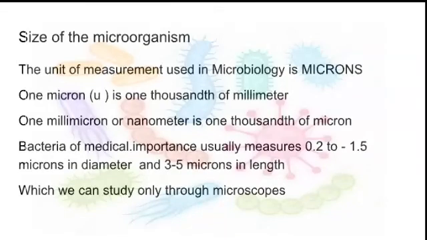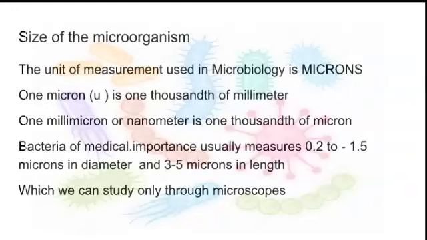What is the size of microorganisms? The unit for measuring a microorganism is called the micron. So 1 micron, that is mu, is 1,000th of a millimeter. 1 millimicron or a nanometer is 1,000th of a micron. So generally the bacteria's size is represented in microns.